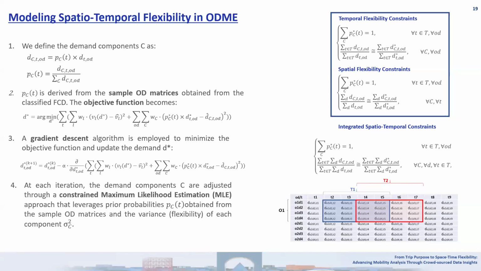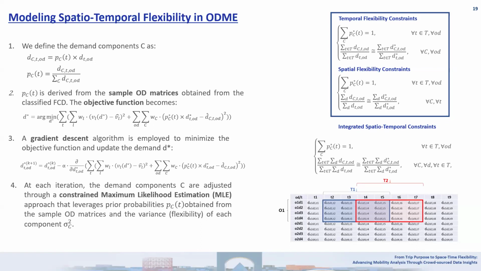However, at each iteration, we insert a new phase, which is called the demand components adjustment phase, in which each demand component is adjusted through a constrained maximum likelihood estimation problem. What are these constraints? I will try to give you a visual explanation of what these constraints are, both in time and space.